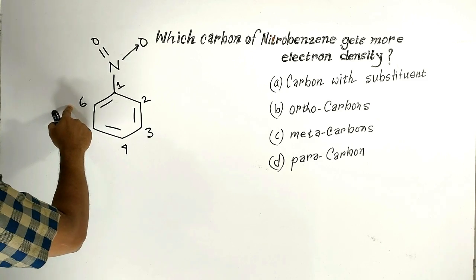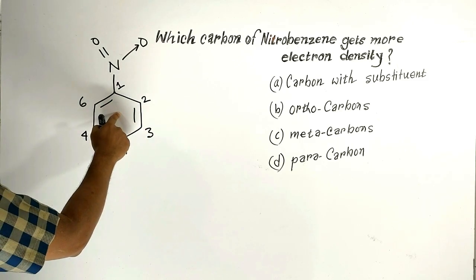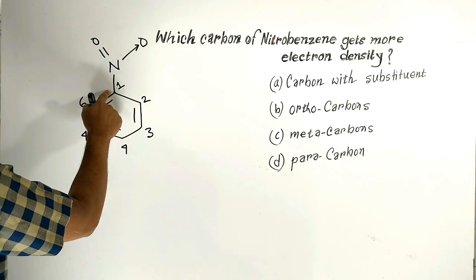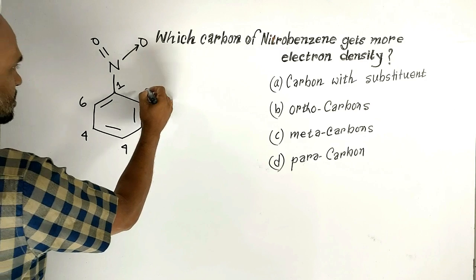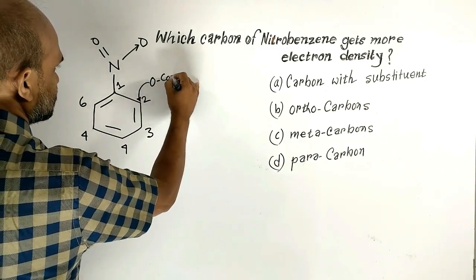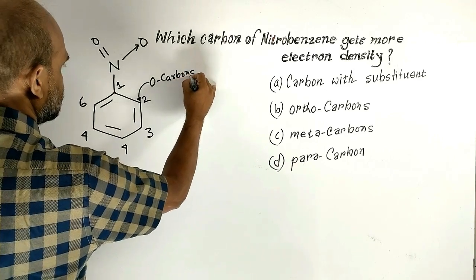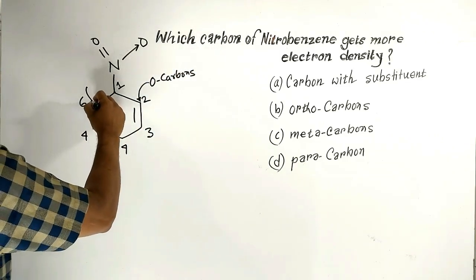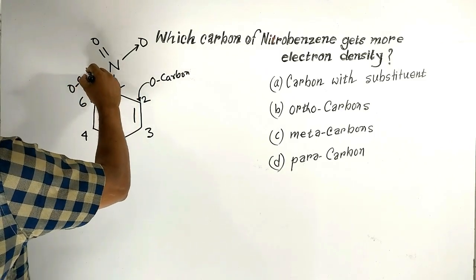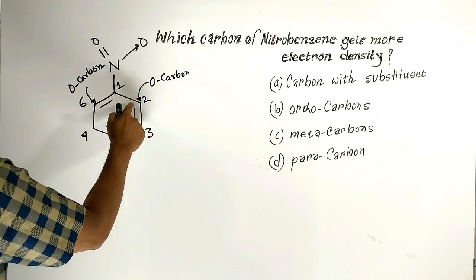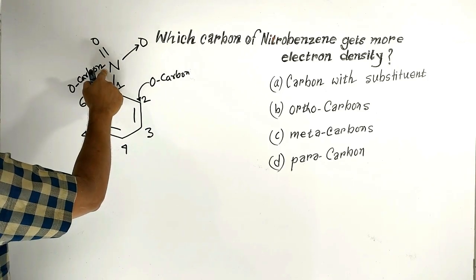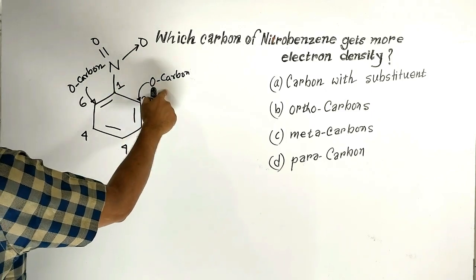There is another way to name these carbon atoms. The carbon atoms nearer to the carbon with substituent are called ortho carbons. This is an ortho carbon. This is another ortho carbon. Carbon atoms nearer to the carbon with substituent are called ortho carbons.